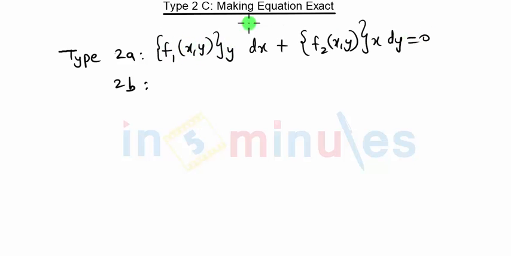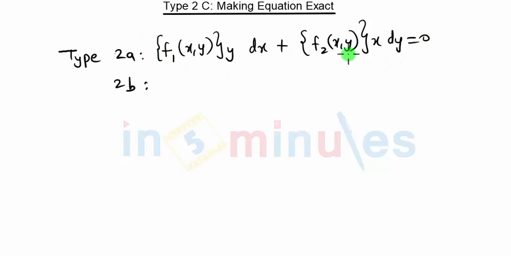In this video we are going to see type 2C of making an equation exact. Before this we saw type 2A and 2B. In these two types, when the equation is not exact, we used to check whether our given equation is of the form this.